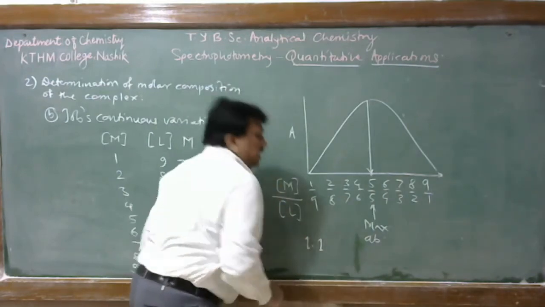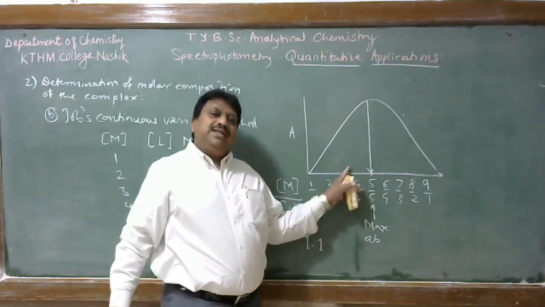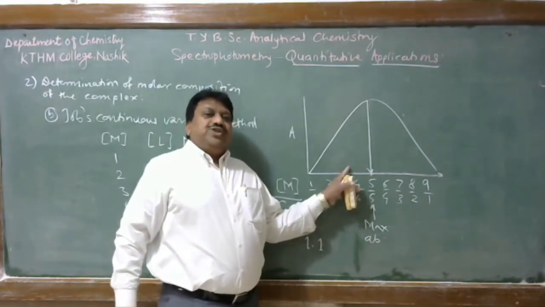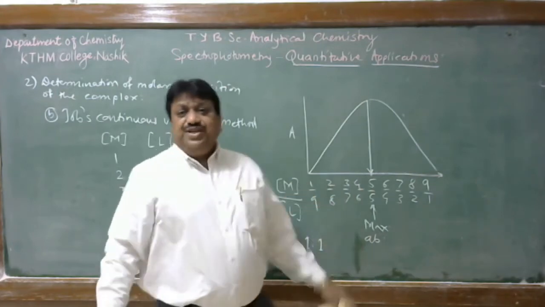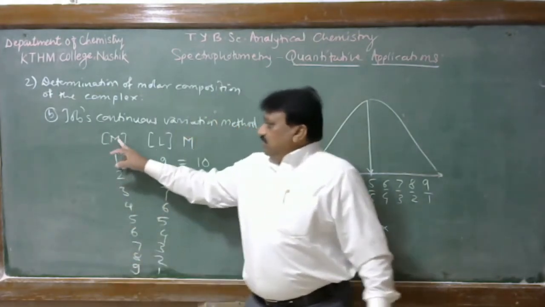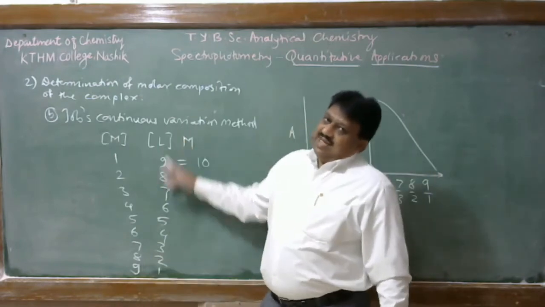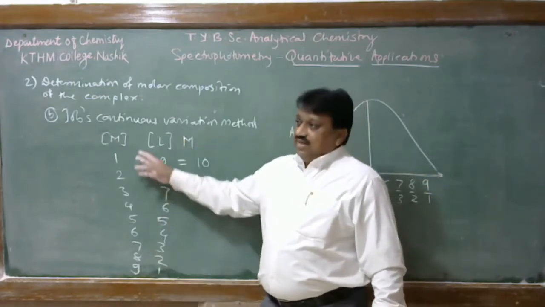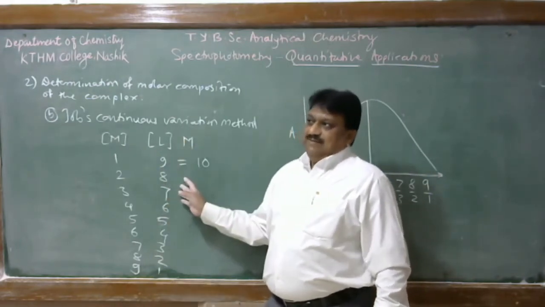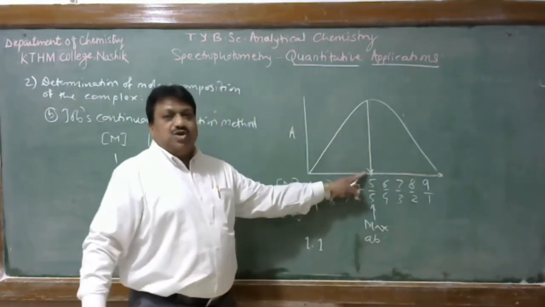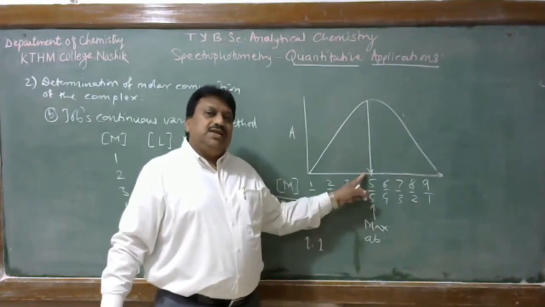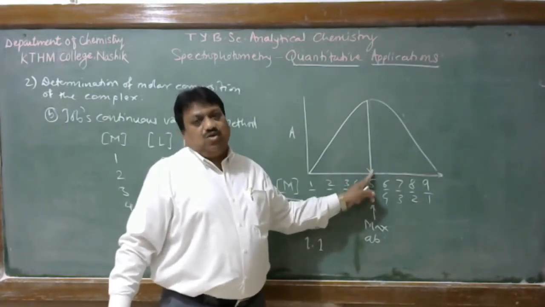In this way, we can determine the composition of complex by Job's continuous variation method, in which the metal ion concentration and ligand concentration are continuously varied, but the total is kept constant. Therefore, at the point where we have maximum absorbance, that indicates the molar ratio of that particular complex.